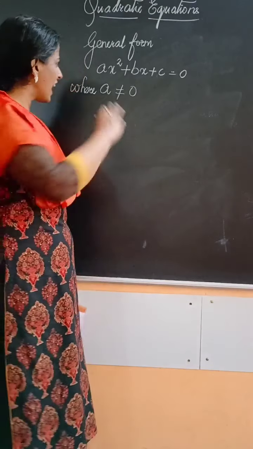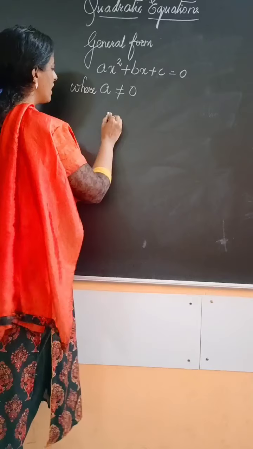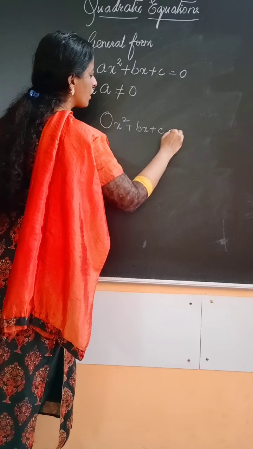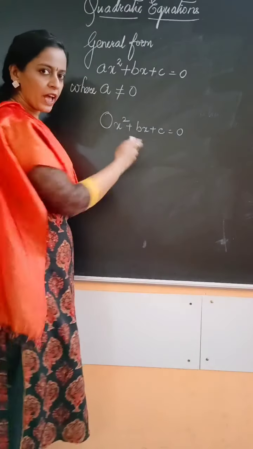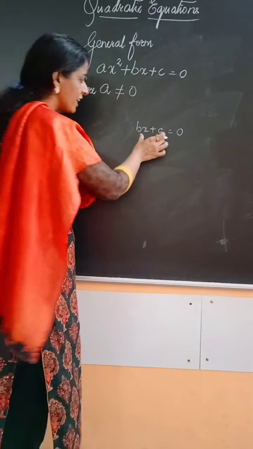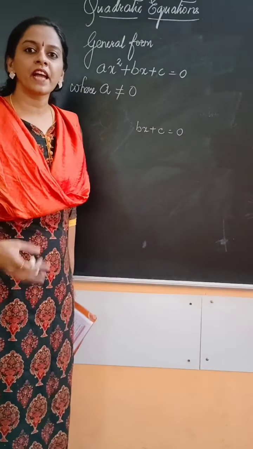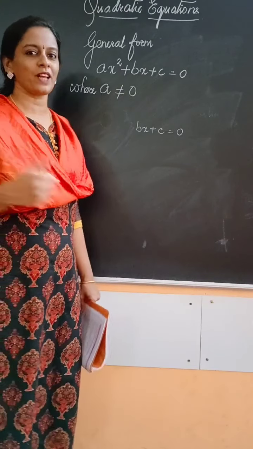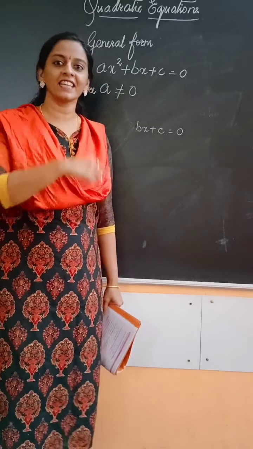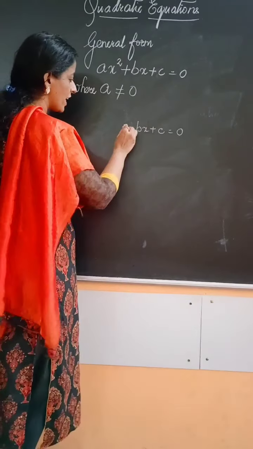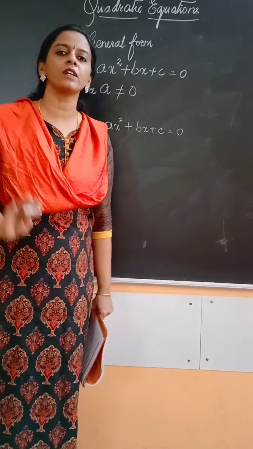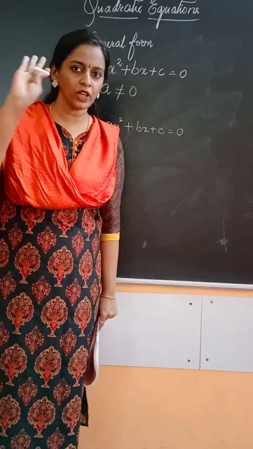What will happen if a becomes 0? Let us check. This will be 0x squared plus bx plus c equal to 0. 0 into x squared will be 0, so this whole part will get cancelled. What we are getting is bx plus c, and bx plus c is a linear equation. Degree is 1. If the highest degree is 1, then that is a linear equation. So to make it quadratic, you should have x squared. So a should not be equal to 0. This one thing you have to keep in mind.